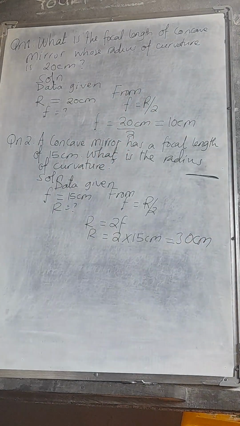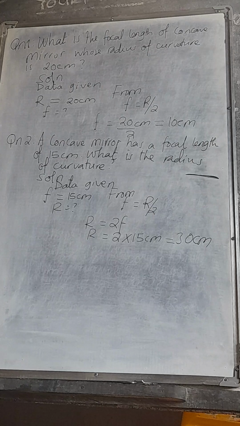Congratulations a lot to who commented 30 centimeter. You are almost correct. And this shows that you are more competent in physics. What is very, very important in this question number 2, which says a concave mirror has a focal length of 15 centimeter. What is the radius of curvature?